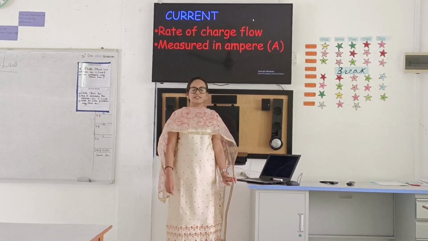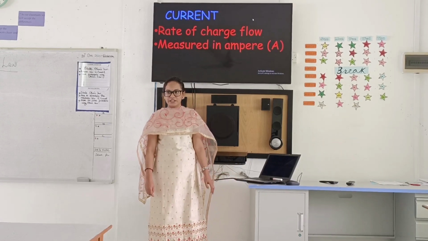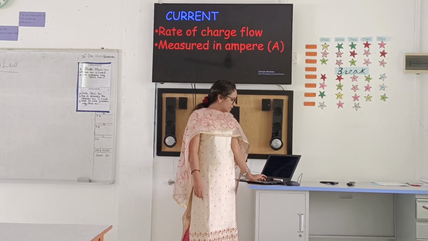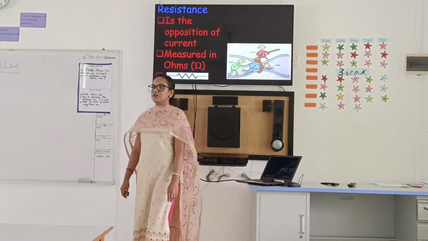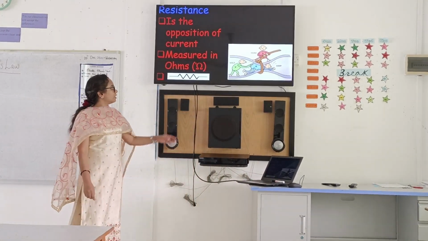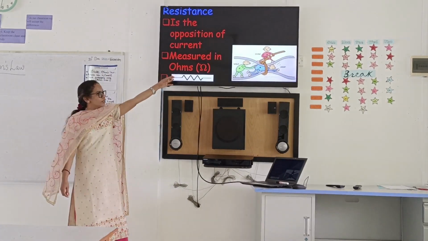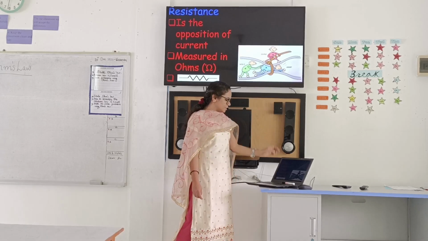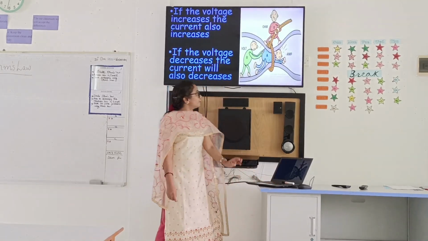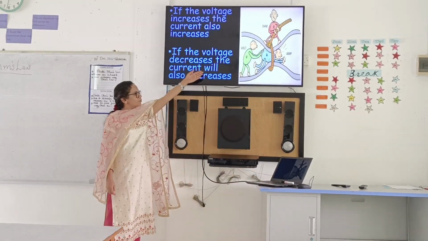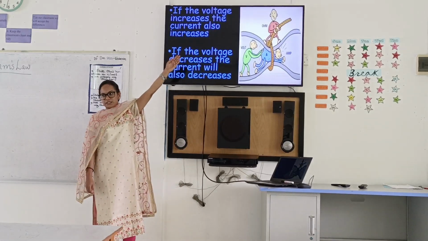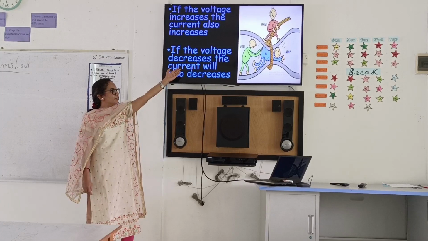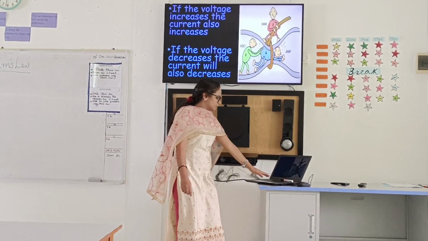And current is the charge flowing per unit time, and it is usually measured in ampere. Finally, resistance is the opposition given to the current in the circuit, and it is measured in ohms, and you can see that it is the opposition given to the flow of current. And if the voltage increases in the circuit, what happens? The current will also increase, and if voltage decreases, current will decrease according to Ohm's law.